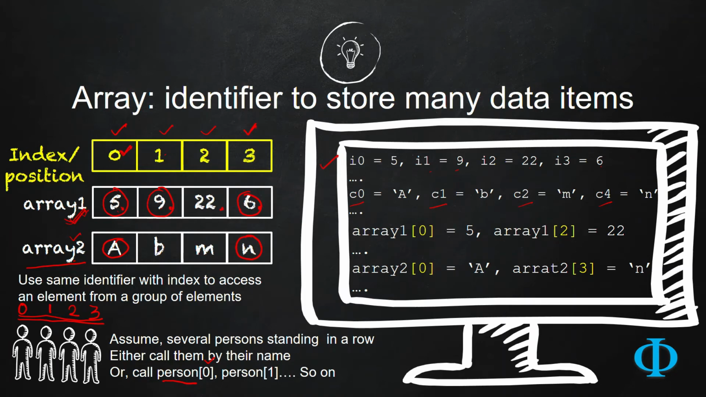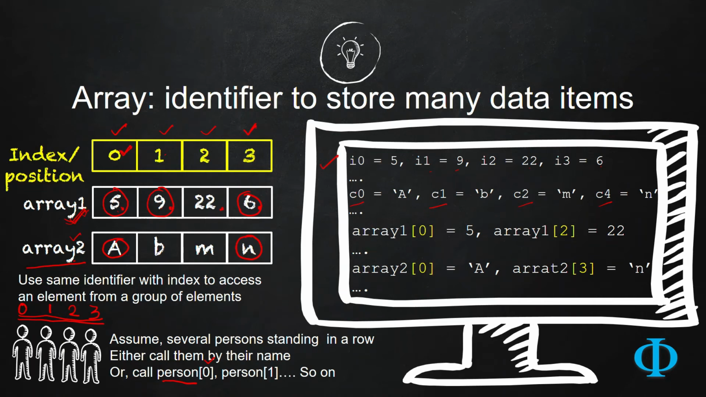But think of the limitation of this process. What if you have 1,000 data items in your code that you need to process? Do you want to use 1,000 different variable names? Do you think that is feasible? Well, of course not.